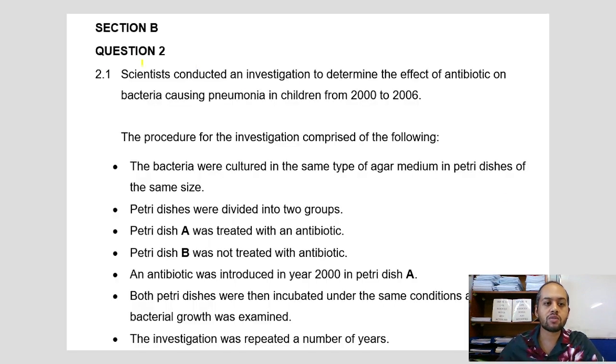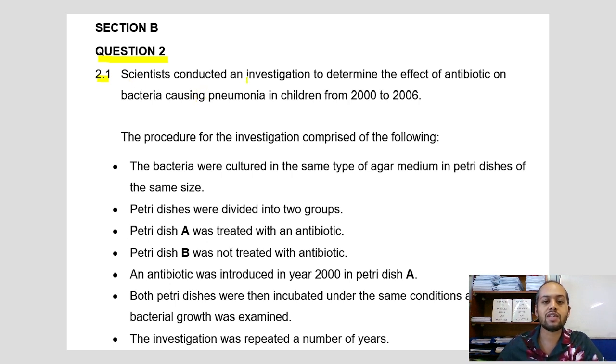So we'll first look at the question 2 that starts with 2.1. This question is based on a scientific investigation, and you should have a scientific investigative question in your control test based on either of the topics that were covered in term 1. Either microorganisms, plant diversity, or animal diversity.